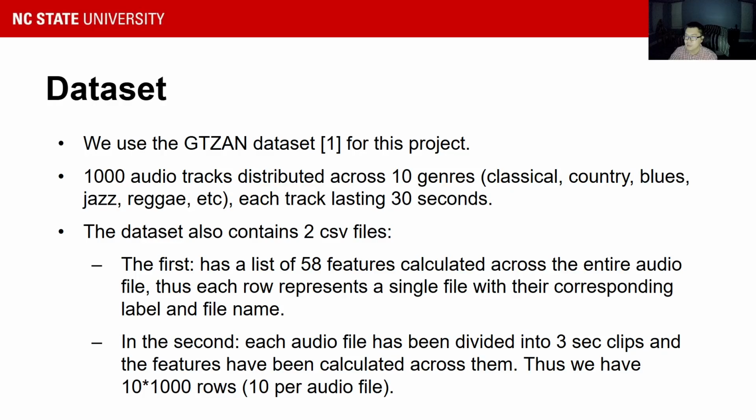Our dataset comes from the GTZAN collection, with 1,000 audio tracks distributed evenly across 10 genres. Each audio track is 30 seconds long. The dataset also comes with two CSV files, which are a list of 58 features calculated across each audio track, as well as the same features calculated after dividing each audio track into 10 3-second clips.